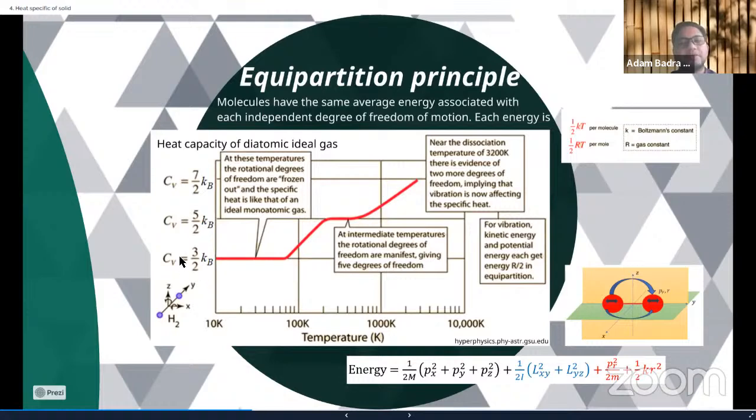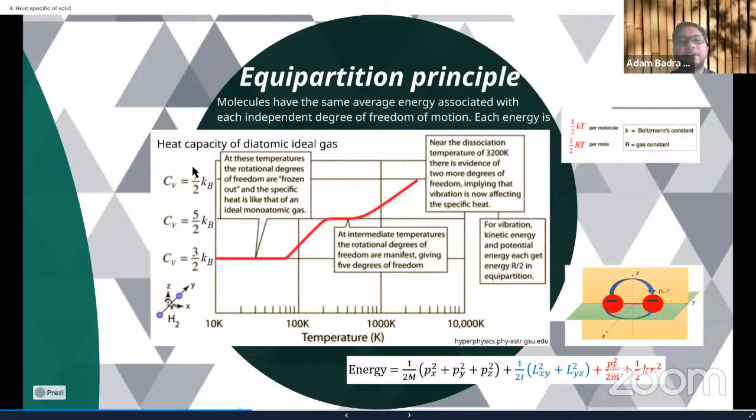At low temperatures, the heat capacity is 3 divided by 2, usually R, or kB. At medium temperature, around room temperature, 300 K, it is 5 over 2. And at the very highest temperatures, it is 7 over 2. So what do these values, 3 over 2, 5 over 2, mean?